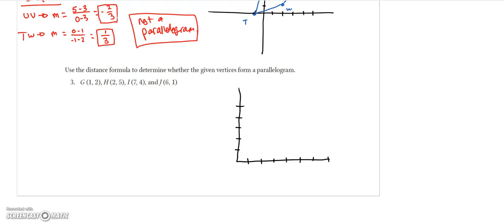And let's go ahead and plot. G is 1, 2. H is 2, 5. I is 7, 4. J is 6, 1. My sketch might be a little off, but this looks like it could be a parallelogram. Okay, so I want to check the distance.